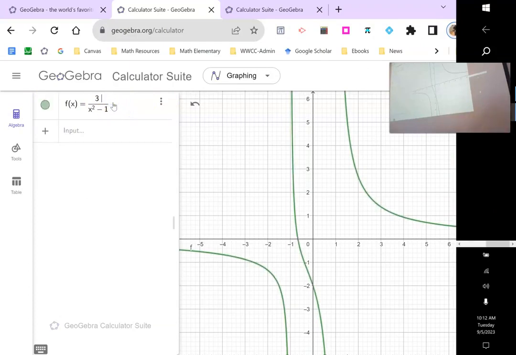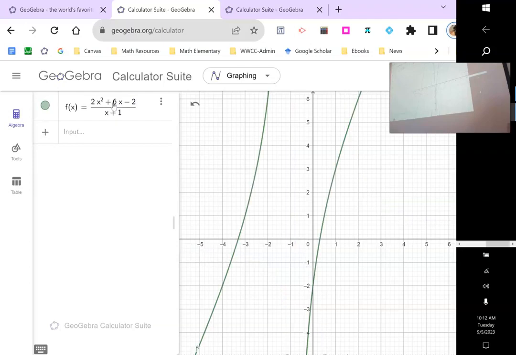So our leading function, our numerator of that function again was what? 2x squared plus 6x minus 2, and then over x plus 1. Thank you. And then let me go ahead and put in our vertical asymptote. Our vertical asymptote was x equals what? Negative 1.